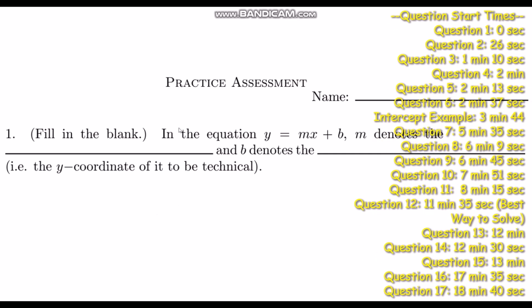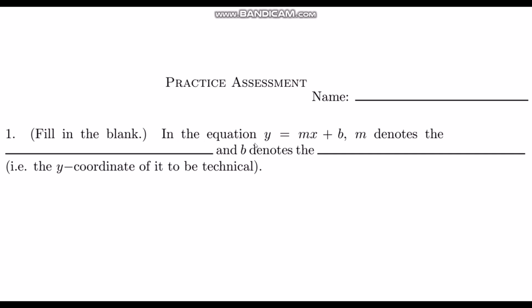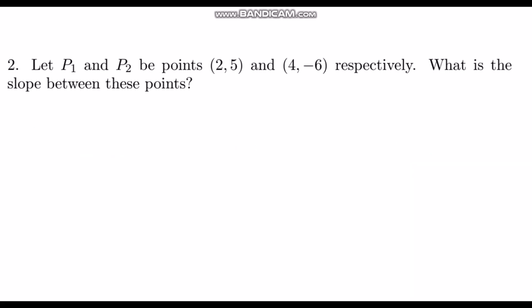All right, so let's go through a practice assessment for lines and functions. The first question is a fill in the blank. In the equation y is equal to mx plus b, m denotes the slope, and b denotes the y-intercept. To be technical, it's the y-coordinate of it. So b denotes the y-intercept where it crosses through the y-axis. So that's that first answer.